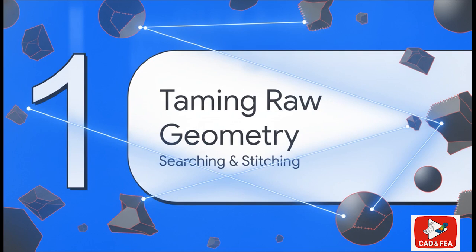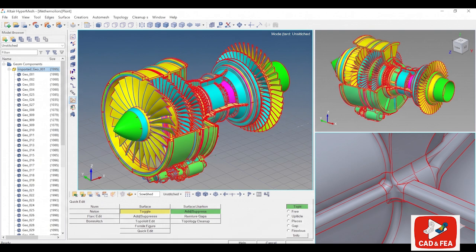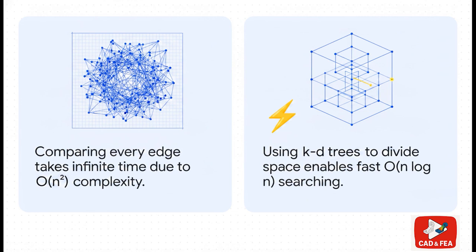Starting with stage 1, taming the raw geometry through spatial searching and stitching. So, when CAD models are first imported, they are notoriously messy. There are disconnected surfaces literally everywhere. To stitch them together, the algorithm has to figure out which edges match up. But comparing every single edge against every other edge gives us an O of n squared complexity. In algorithmic terms, that equals computationally infinite time.